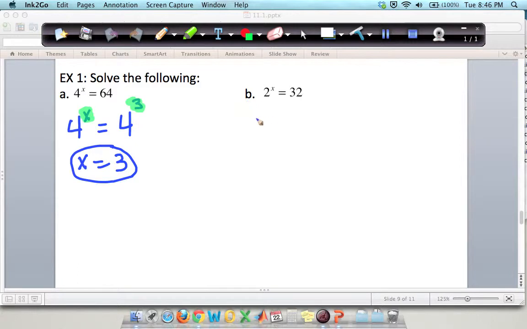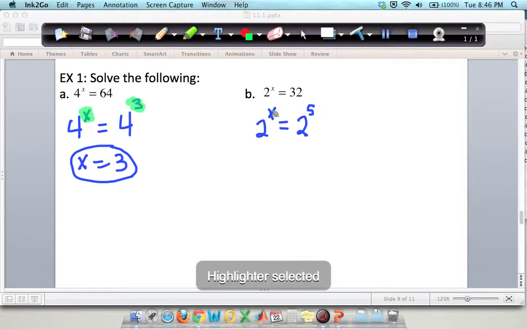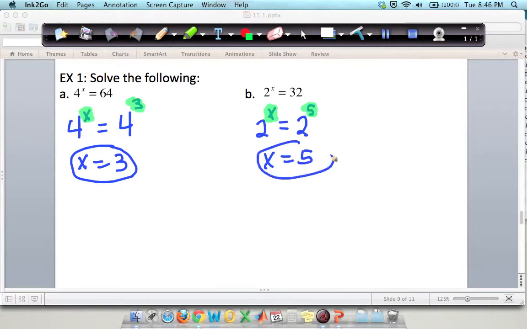So let's do the same thing with the next one. My smallest number is 2. So I'm going to rewrite 32 as, or see if I can, which I can in this case. 2 raised to what power is 32? That's 5. Again, now that I have the same base, all I need to do is look at my exponents. So the only way these are equal is if x equals 5. And again, there's nothing else to solve there.